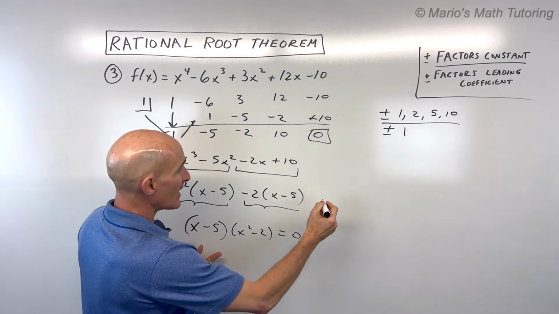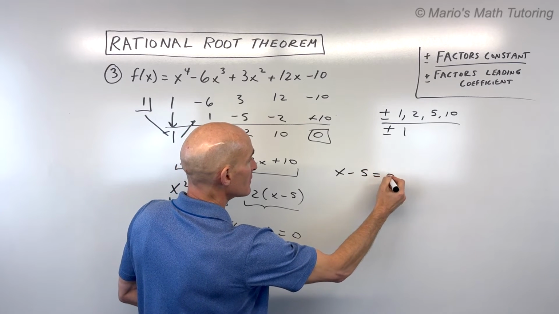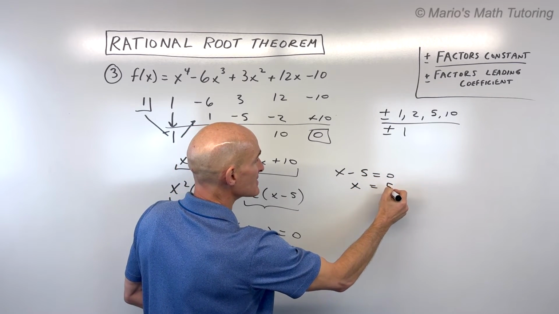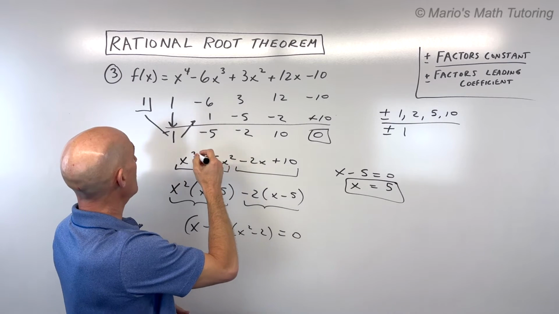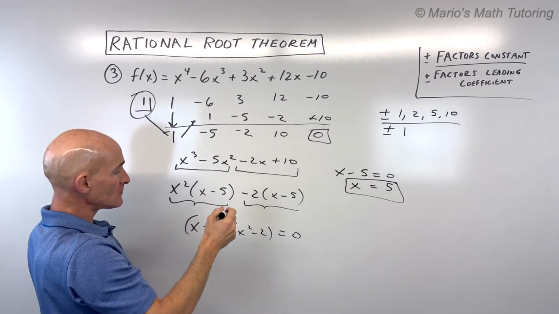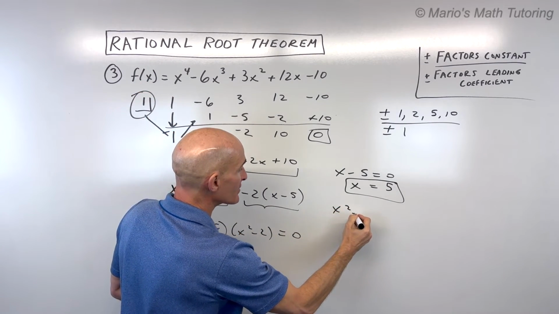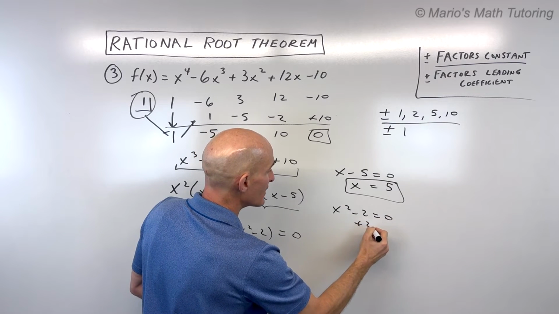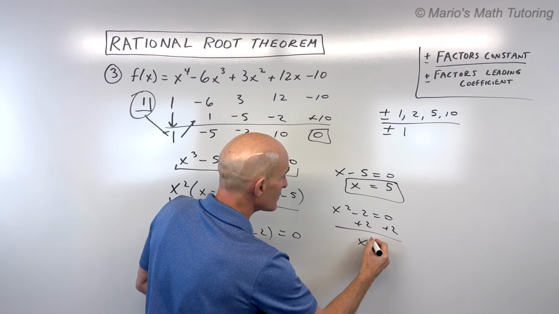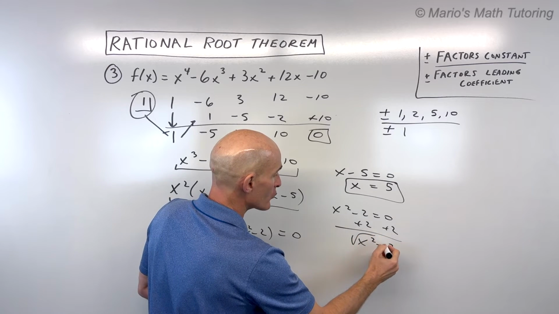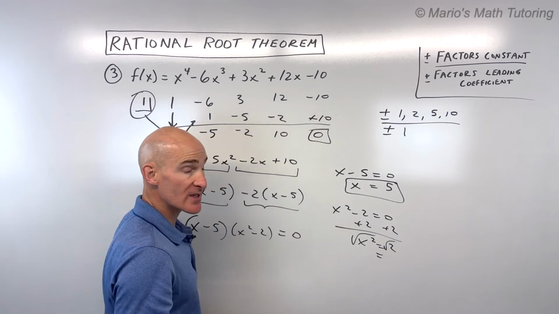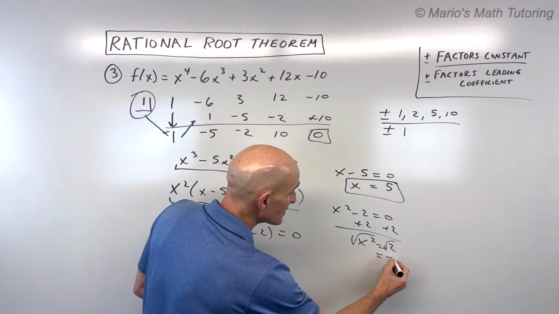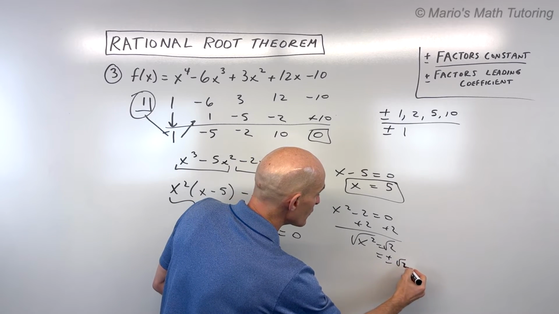So if I set x minus 5 equal to 0, that's pretty easy. Add 5 to both sides, x equals 5. We already found 1 was a zero. And we can also set x squared minus 2 equal to 0. So add 2 to both sides. Okay, and take the square root of both sides. Remember, when you take the square root of both sides, you get 2 answers, plus or minus. So plus or minus square root of 2.